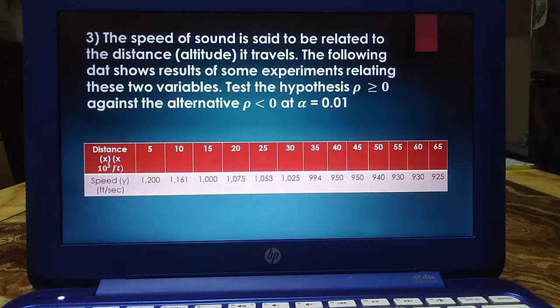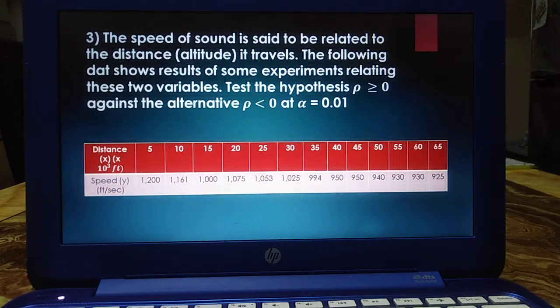And lastly, the speed of sound is said to be related to the distance or the altitude it travels. The following data shows results of some experiments relating these two variables. Now you are to test the hypothesis that the coefficient of correlation is greater than 0 against the alternative that the correlation coefficient is less than 0 at 0.01.